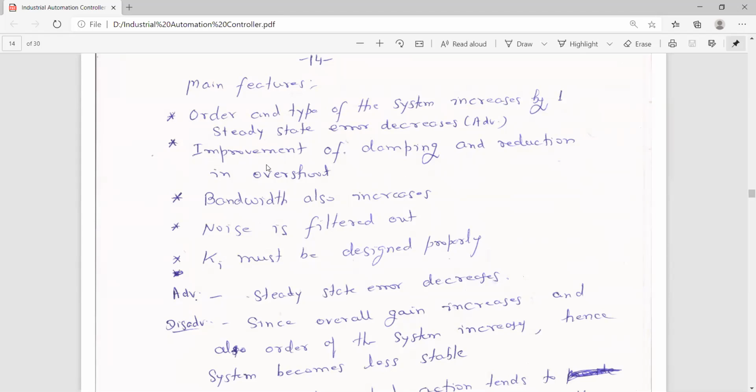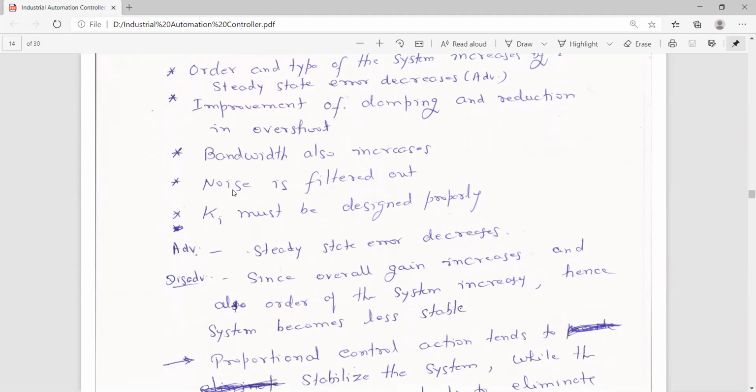So that may be considered as an advantage here. Improvement of damping and reduction in the overshoot. Damping is going to be improved and again overshoot is going to be reduced. That is also an advantage here. Bandwidth also increases. Noise is filtered out, but Ki must be designed properly. So care has to be taken here.